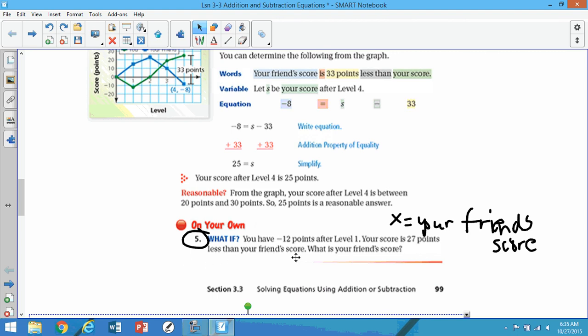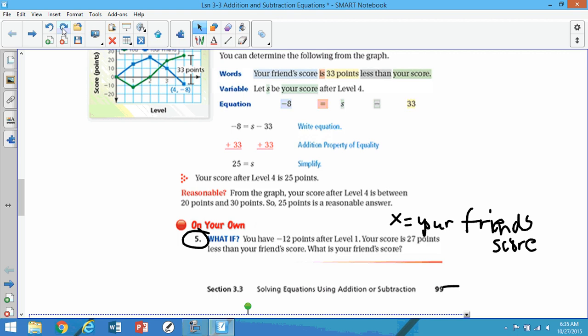So in this case, the problem: if you have negative 12 points after level 1, your score is 27 points less than your friend's score. What is your friend's score? X equals your friend's score. You should define your variable for every single problem. And if you don't define your variable, you're going to lose a point. I want to know what x is. What does x represent in your equation? Because that is also going to help you with determining what your label is.